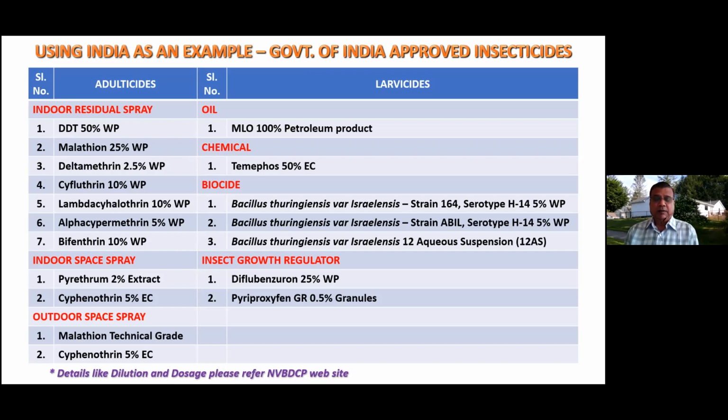The chemical for potable water is temephos. Then biocides, various strains of Bacillus thuringiensis, and insect growth regulators, diflubenzuron and pyriproxyfen, which is a granular one. When you use insect growth regulators, please see that your staff are trained, because you cannot see visual mortality in the breeding source. See that they are all trained.